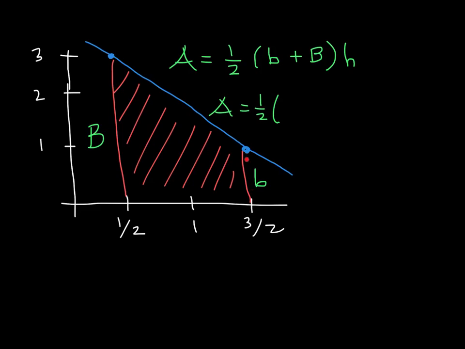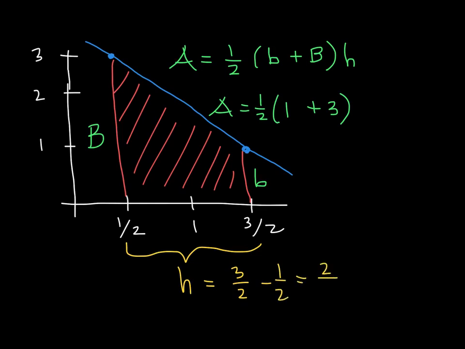So this distance here, we already figured out that when you plug in 3/2, you get 1. So this distance here is 1. Plus the larger base is when you plug in 1/2, and we did that, and you get 3. And the height is going to be this distance here. It is 3/2 minus 1/2. So that's 2/2, which is 1. The height is 1. So then the area is half of 4. So the area of this trapezoid is 2 square units.